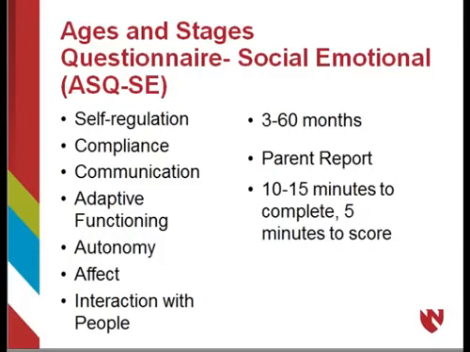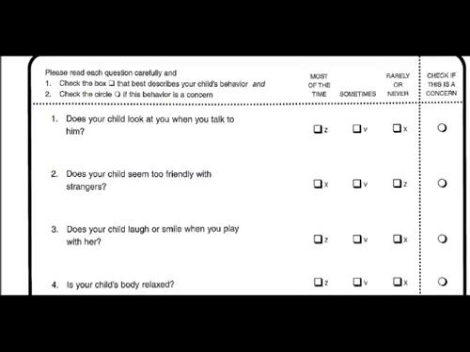The ASQSE also has some key items that can be flagged as possibly being red flags for autism. Let's take a look and see what this one looks like. Here you will see a few sample items from the ASQSE. You can see that the parent can answer that their child does this behavior most of the time, sometimes, rarely, or never, and they can also check to see if it's a concern.